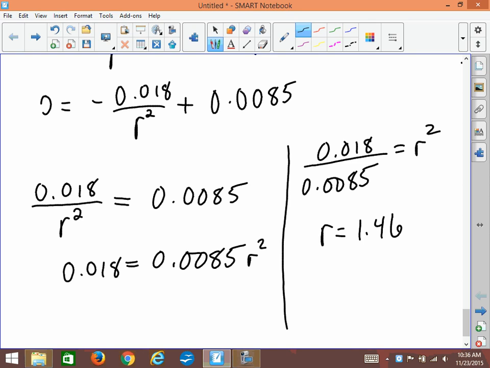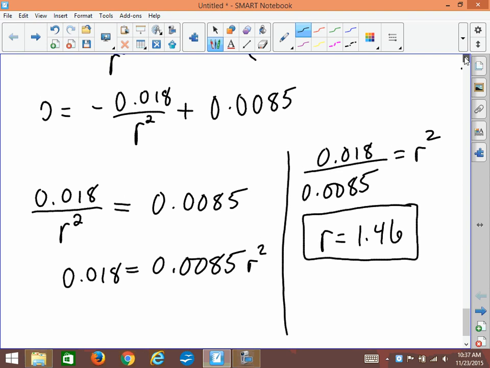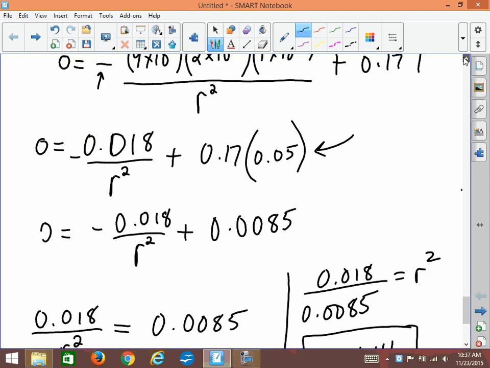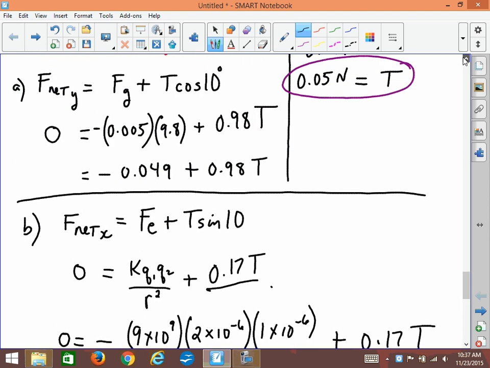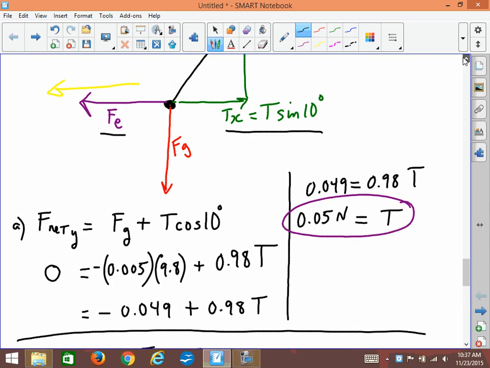That's a pretty big R. It's not very realistic, is it? It's like a meter. But nonetheless, we didn't set the question up to be totally realistic. We just set it up to show you how to tackle a question like this. So let's just recap that one, because we got a little confused at the end.